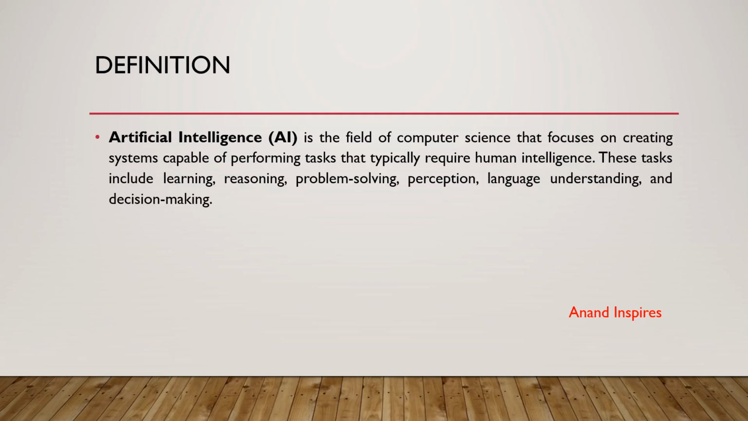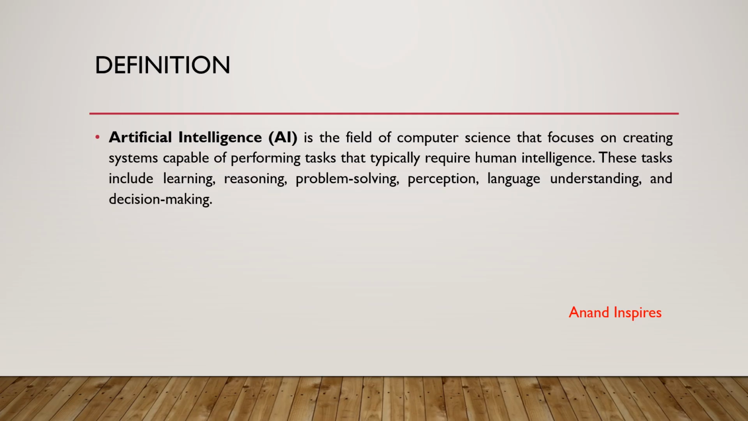There are many definitions. Here it is telling that it focuses on creating systems capable of performing tasks that typically require human intelligence. So the human brain has some intelligence, and that intelligence we apply to machines. That is called artificial intelligence.